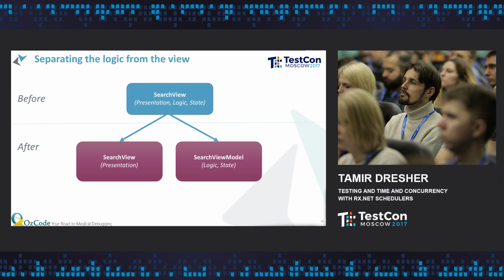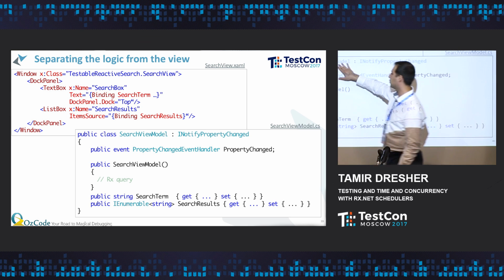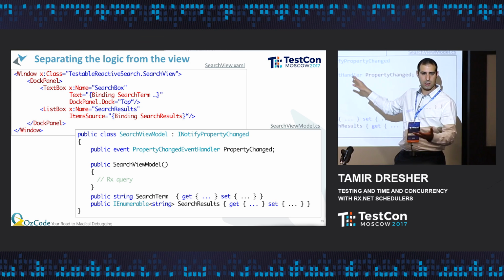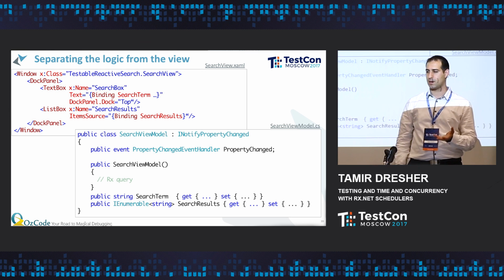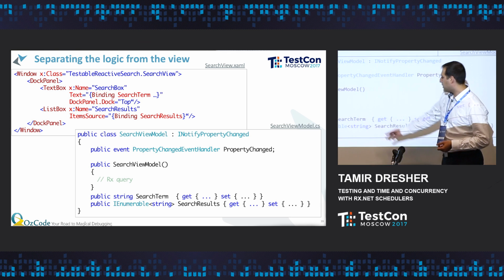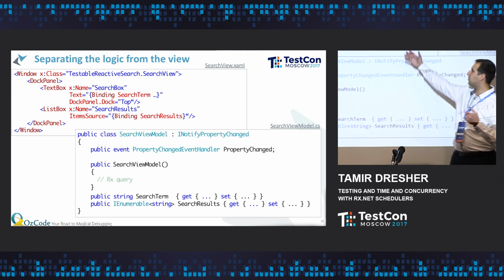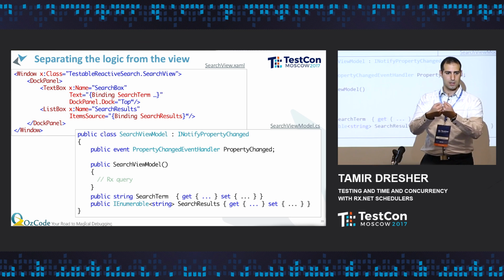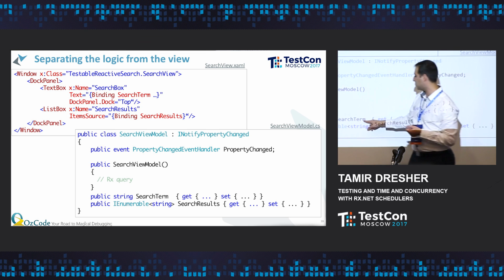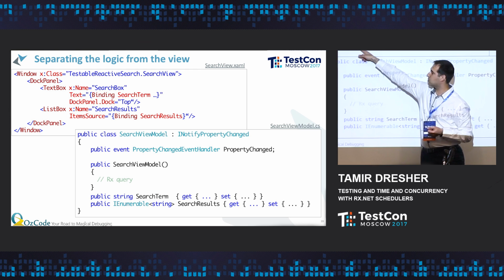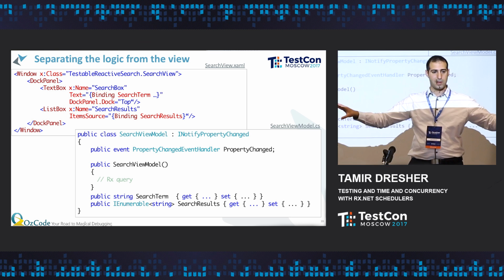This is my UI. It only has the presentation, the text box and the list box of the results. And I have my SearchViewModel, which implements something to signal about the changes that are happening inside the code. I'm having a property of the search term that I want to use, and I have the search results. And between the view and my view model, I'm doing a binding. So my search box, my text box, is bound to the search term, to this property. And the search results is bound to the item source of the search results, which is this one. So now I can separate the way I'm implementing each side.